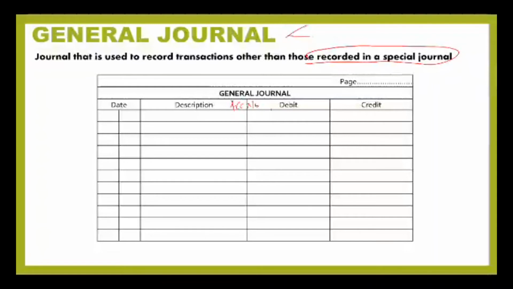So if the special journal is about sales, purchase, and then cash receipt, and then cash disbursement, cash out, disbursement. So what will we record in the general journal? We can record a journal like when you have to record the depreciation of the company asset, the fixed asset.